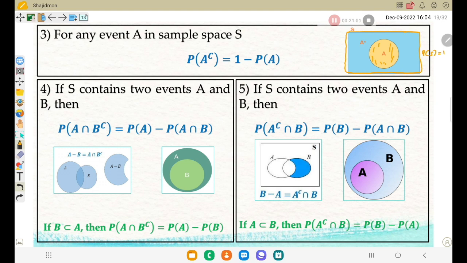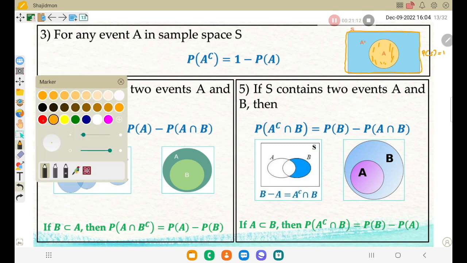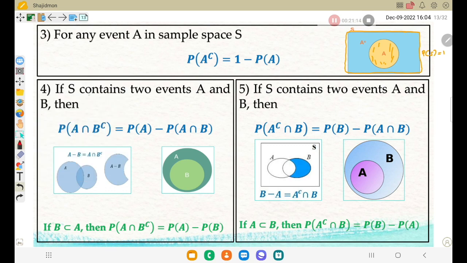So what is the rule actually? Probability of A complement equals 1 minus probability of A. So we need to know that rule, we need to memorize that rule. Now in the same way you can see another two rules, fourth and fifth.